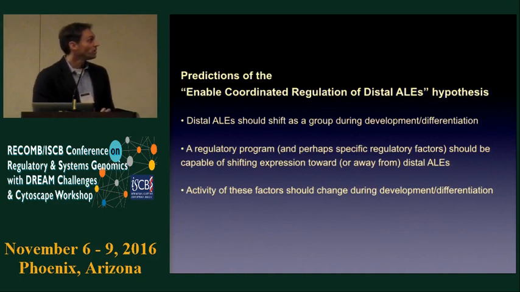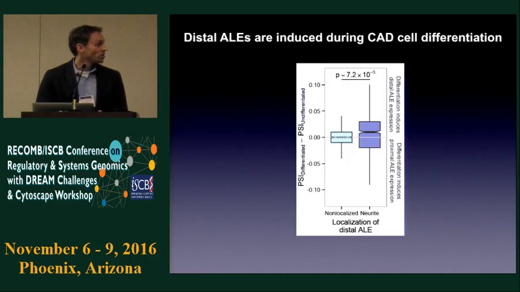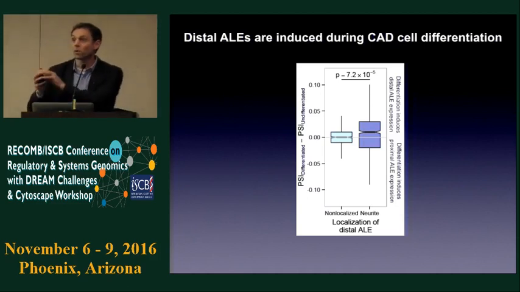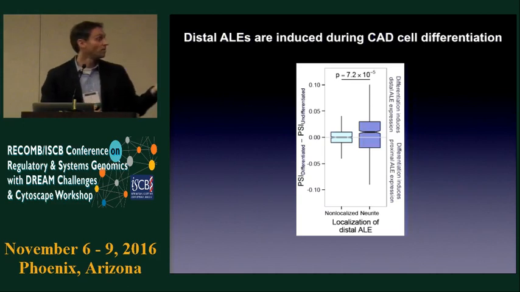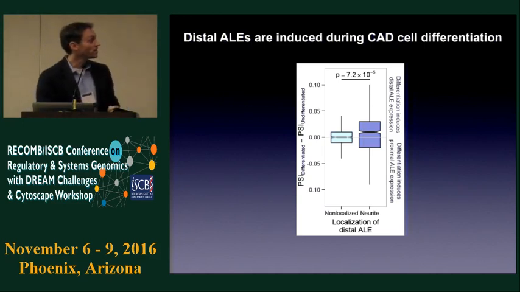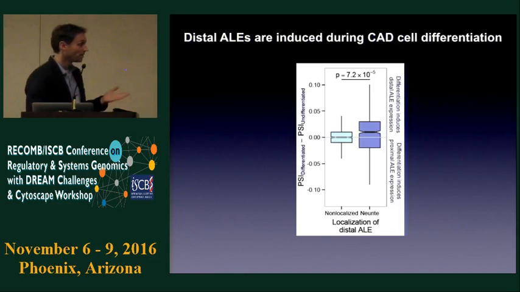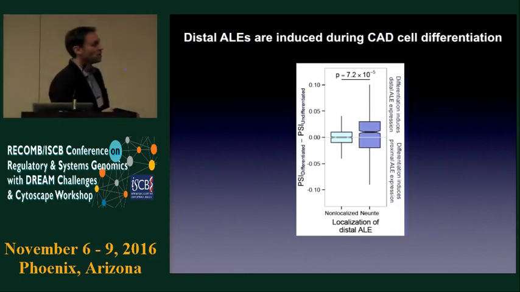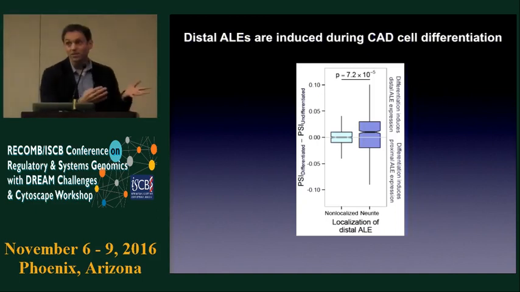And so we have evidence for the first two of these, at least, which I'll show. So the first thing we did was simply differentiate our CAD cells from that round form to the more differentiated form with neurites, and we did RNA-seq, and we found that indeed the genes with the localized distal alternative last exon isoforms are in fact induced by this differentiation.